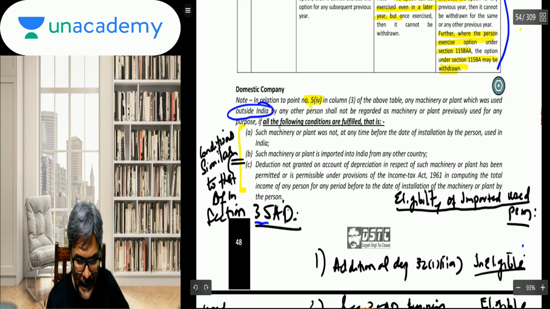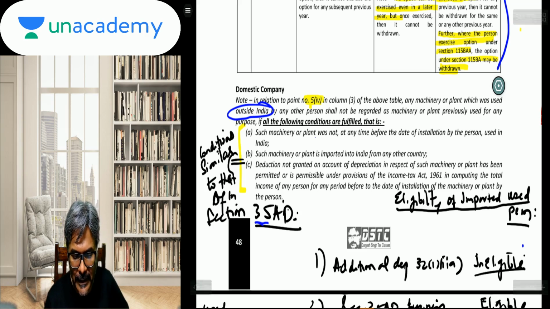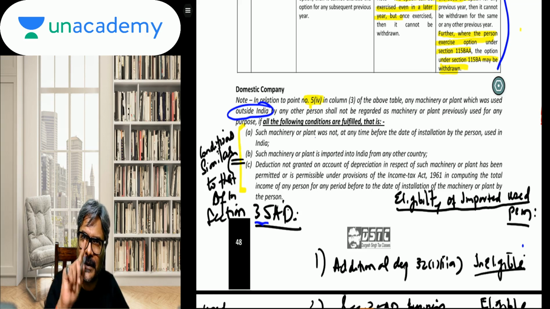So same thing for old plant and machinery, which is an imported plant and machinery. Therefore, such machinery or plant was not at any time before the date of installation by the person used in India. Same condition of 35AD. Such machinery or plant is imported into India from any other country. So that is about only the imported plant.